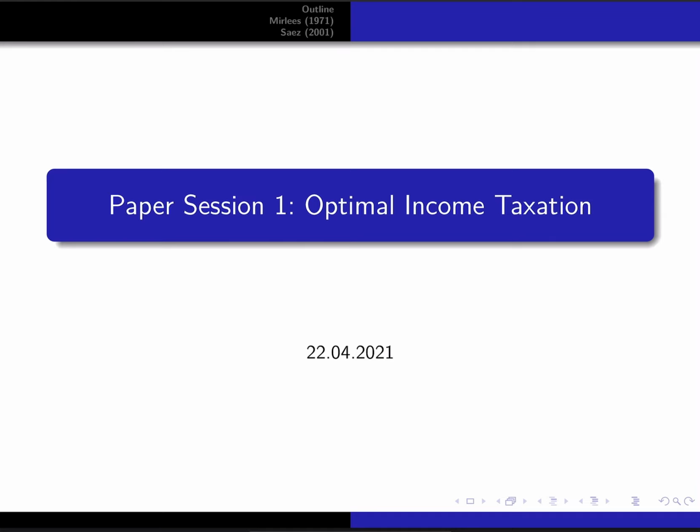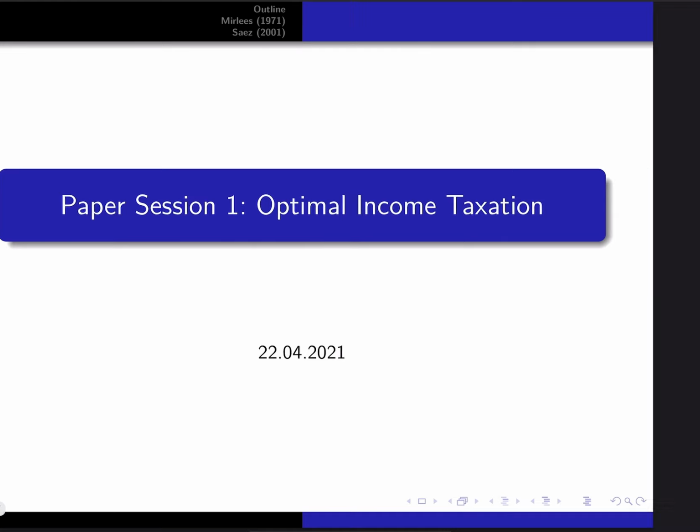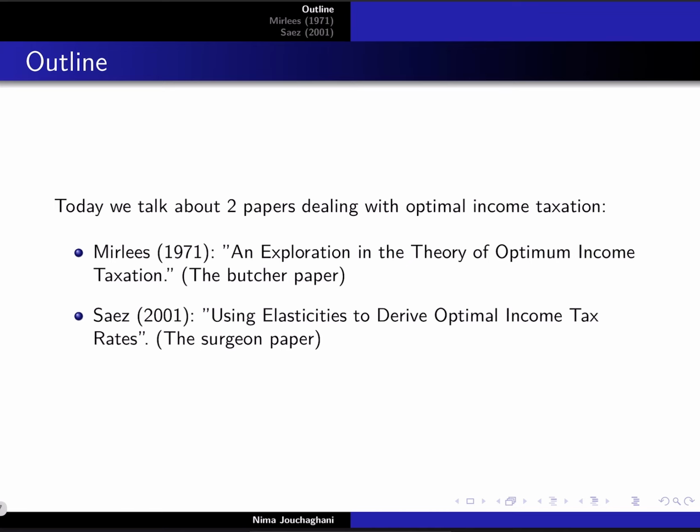Okay, so today it will be about optimal income taxation, and we will talk about two papers. The first one is basically the seminal paper in optimal income taxation. So I guess everybody who somehow has to do something with taxation knows this paper. It's the 1971 Mirlees paper, An Exploration in the Theory of Optimal Income Taxation.